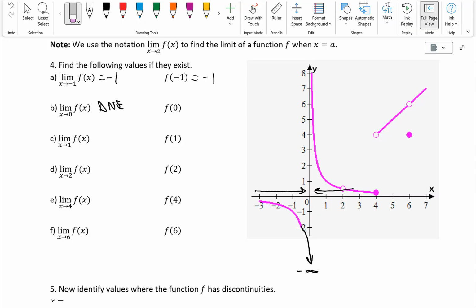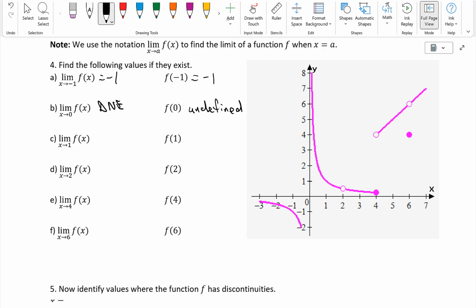You can also see, hopefully, there's no function value there. There's no point defined when x is 0. So we'd say that f of 0 is undefined, which just means it's not in the domain of f. There's no y value defined when x is 0.